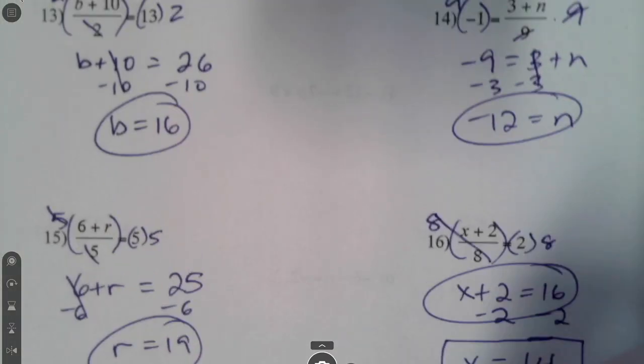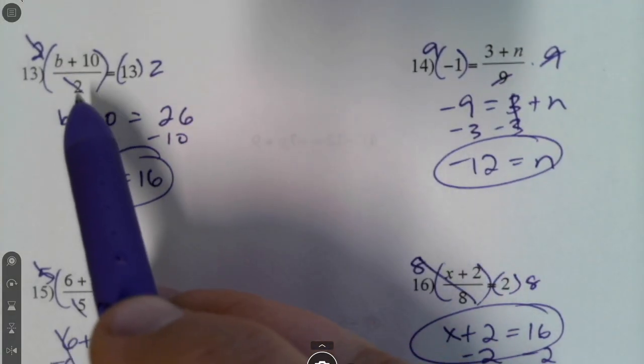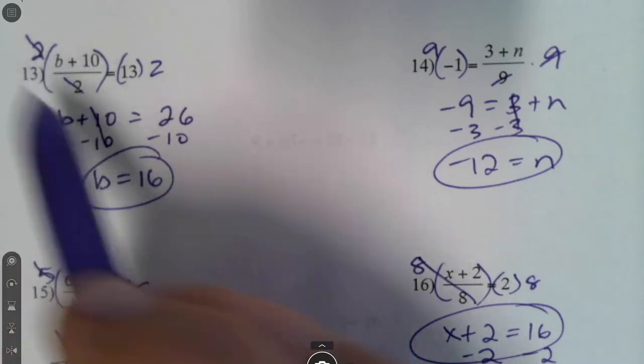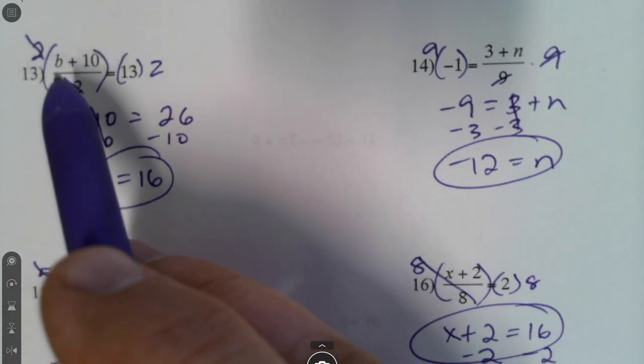Then in the third kind, which is what the last, I think, 7 we did were, our first step is not the constant. Our first step is to get rid of the denominator because it's covering the whole side. So multiply to get rid of the denominator first, then take care of the constant.